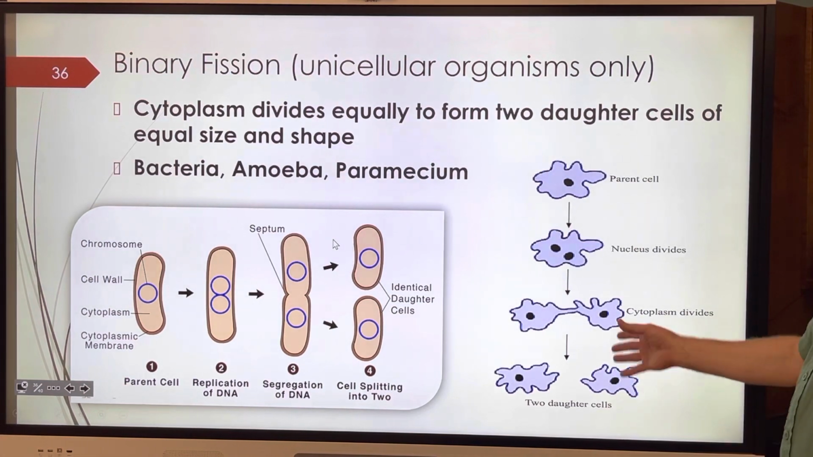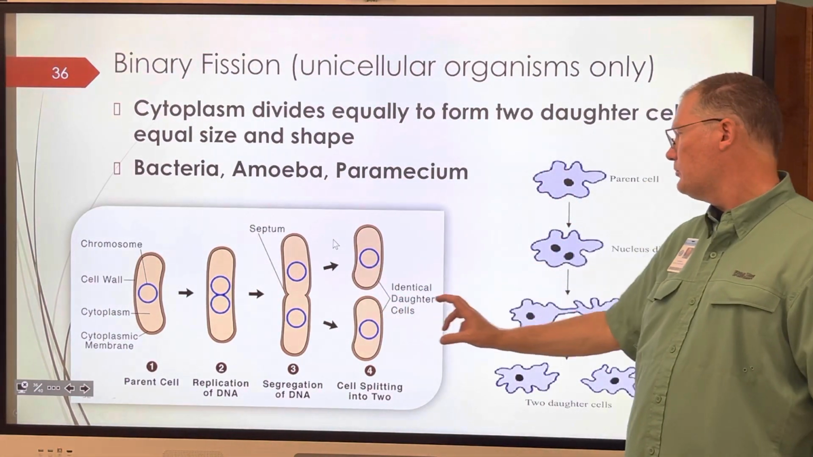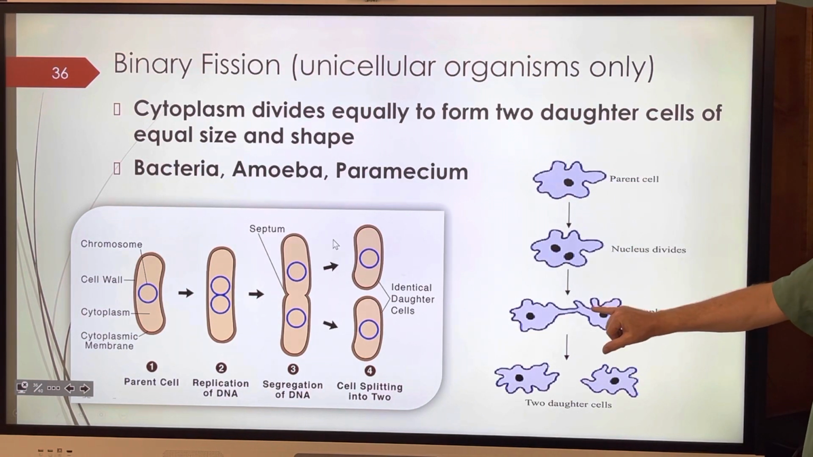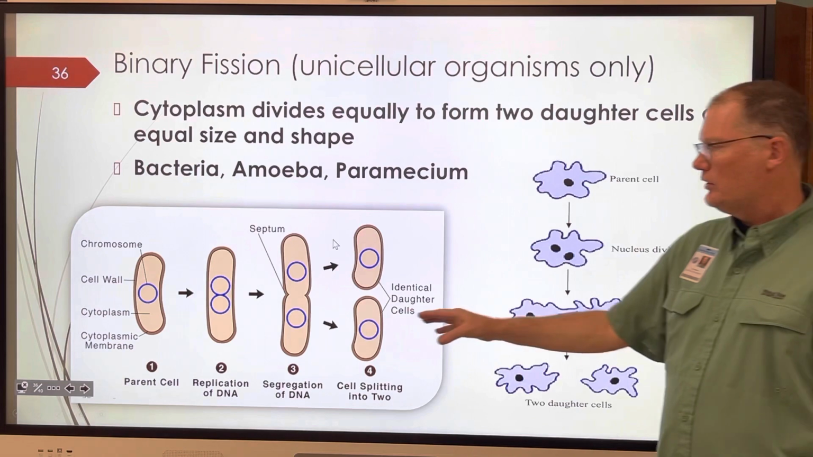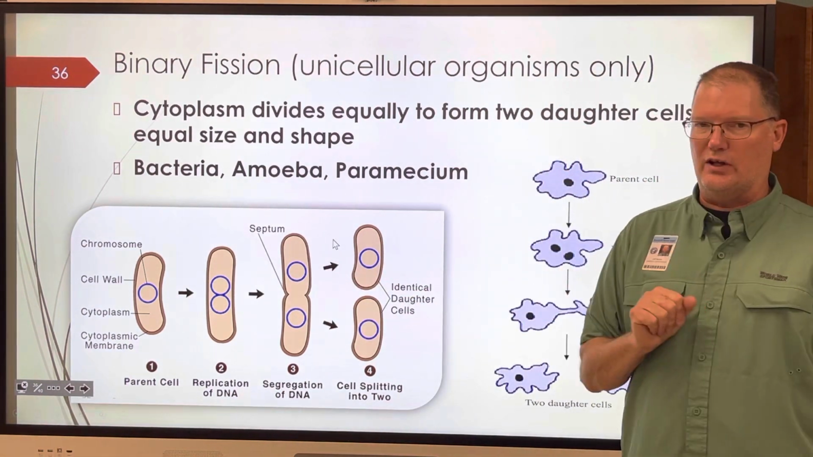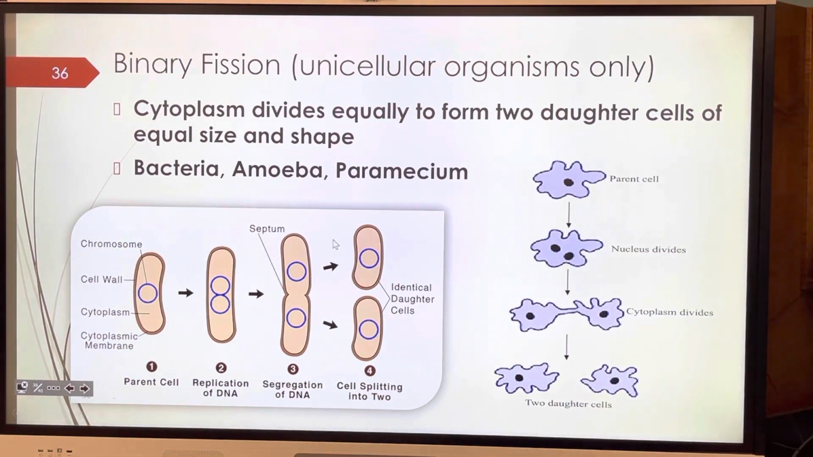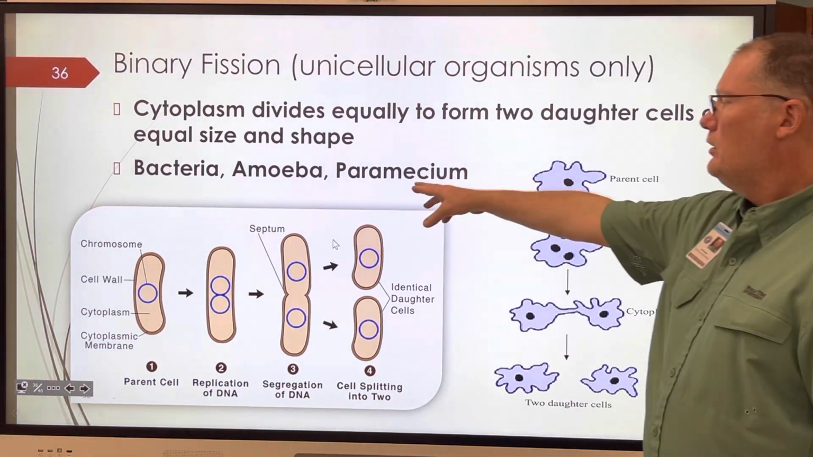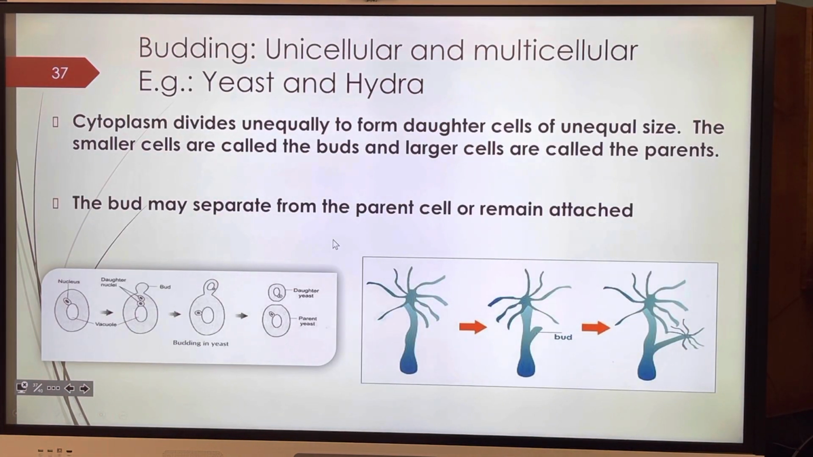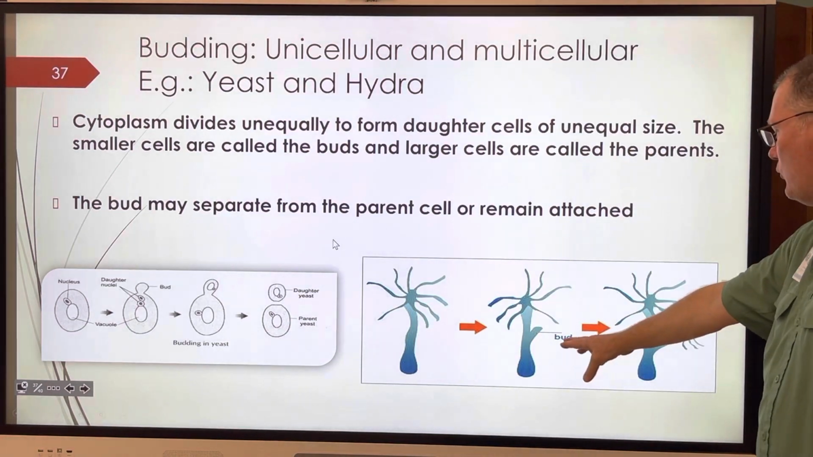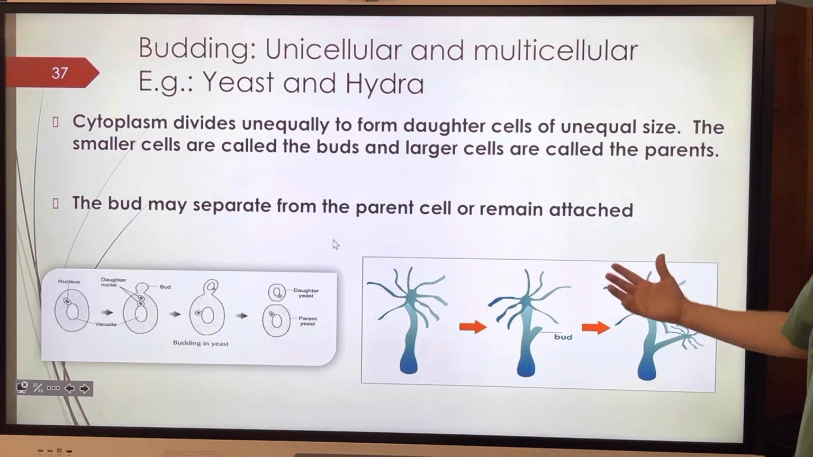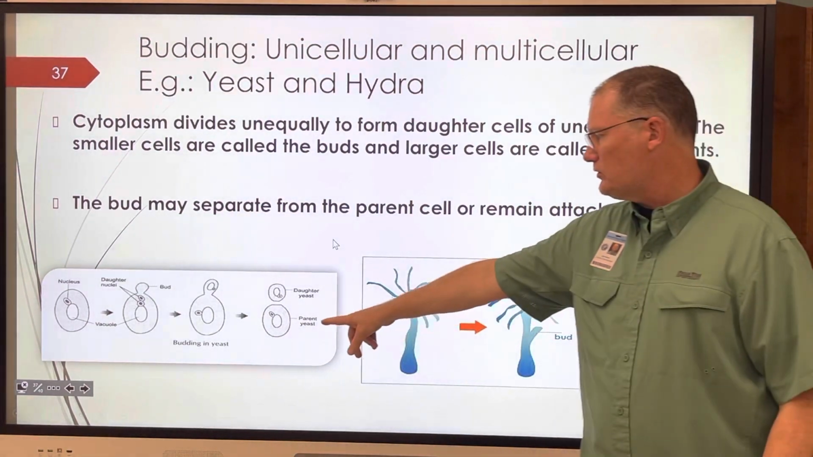Binary fission, again, is when single-celled organisms split themselves through mitosis and cytokinesis to become two daughter cells. Mitosis, cytokinesis, two daughter cells. Bacteria, the amoeba, and the paramecium are examples. And this is budding. Like I said before, the bud forms off, okay? And it may separate from the parent or remain attached. Doesn't matter. Yeast does this as well.